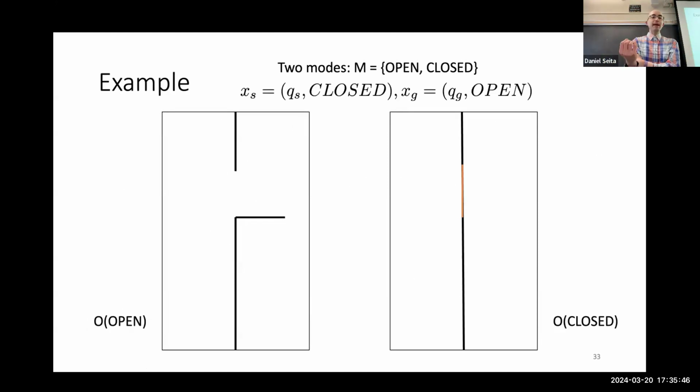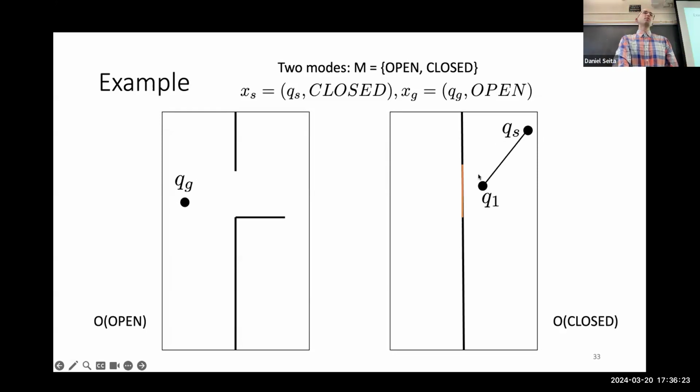Then our state space might be XS, which is your starting state, and then the mode, which is closed. Your goal state might be QG, which is your goal configuration of the robot, also combined with being in the open mode. So maybe your starting state is here. The goal state is here, right? The goal configuration of the robot.